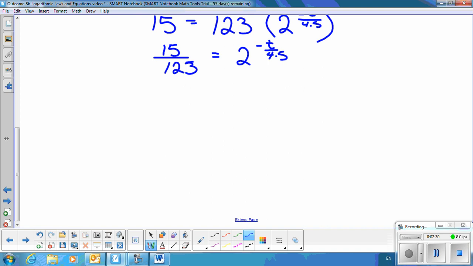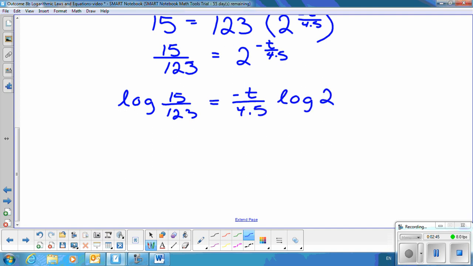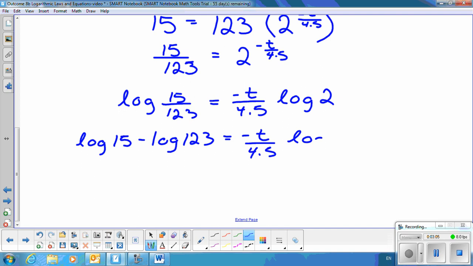The next step is to take the log of both sides. So I have the log of 15 over 123 equals, and on the other side I'm going to bring that exponent out front, so negative T over 4.5 times the log of 2. On the left-hand side, I can write that single logarithm as two subtracted ones. So it's log of 15 minus the log of 123 equals negative T over 4.5 log 2.